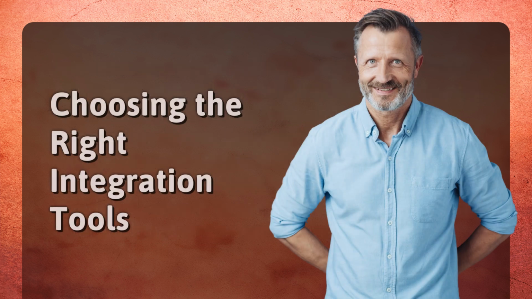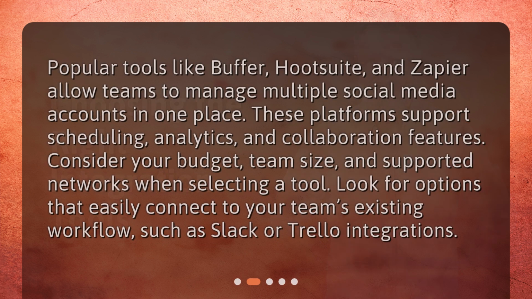Choosing the right integration tools. Popular tools like Buffer, Hootsuite, and Zapier allow teams to manage multiple social media accounts in one place. These platforms support scheduling, analytics, and collaboration features. Consider your budget, team size, and supported networks when selecting a tool. Look for options that easily connect to your team's existing workflow, such as Slack or Trello integrations.